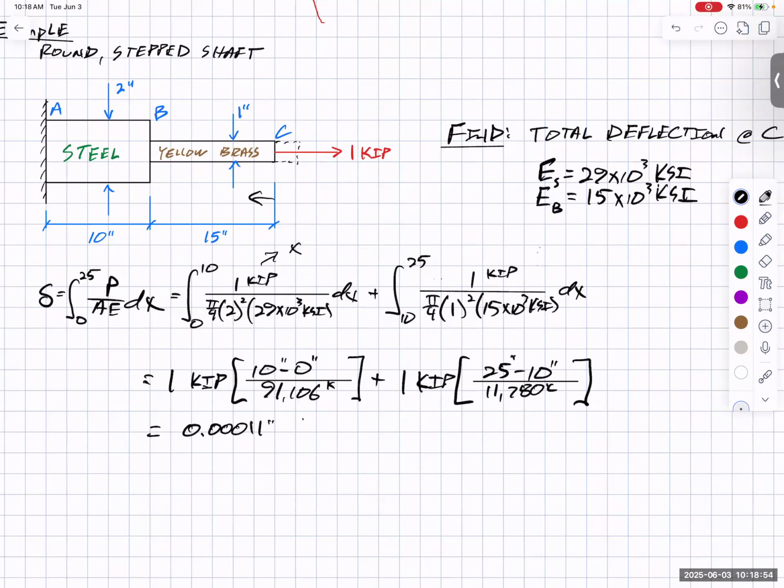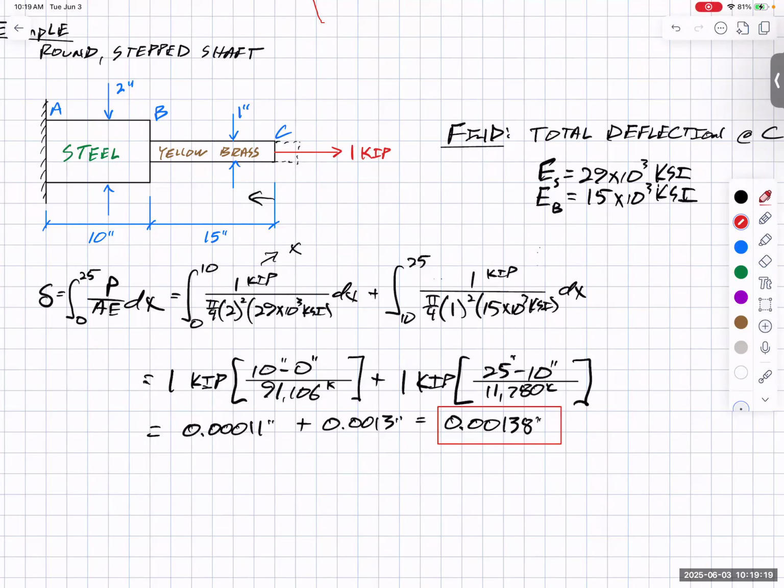how much the steel elongates, and then the brass 0.0013. Of course, brass is going to elongate much longer because it is a softer material, so we'd expect that. It's also narrower, which would make it expand more. But we end up with 0.00138 when I add those together. So that would be my total deflection at point C.